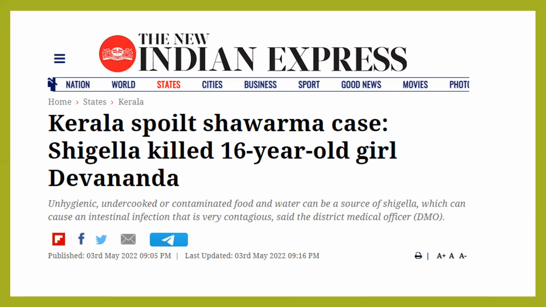Here, the organism in the shawarma might have entered through various sources, which we can discuss. Maybe the raw vegetable dressings which are used in shawarma might have been contaminated with Shigella bacteria, or even the handler of the food might have been the source of the Shigella pathogen. So there are various sources from which the girl would have encountered the pathogen, and the 16-year-old girl was killed after encountering the pathogen Shigella because of the very deadly Shiga toxin.